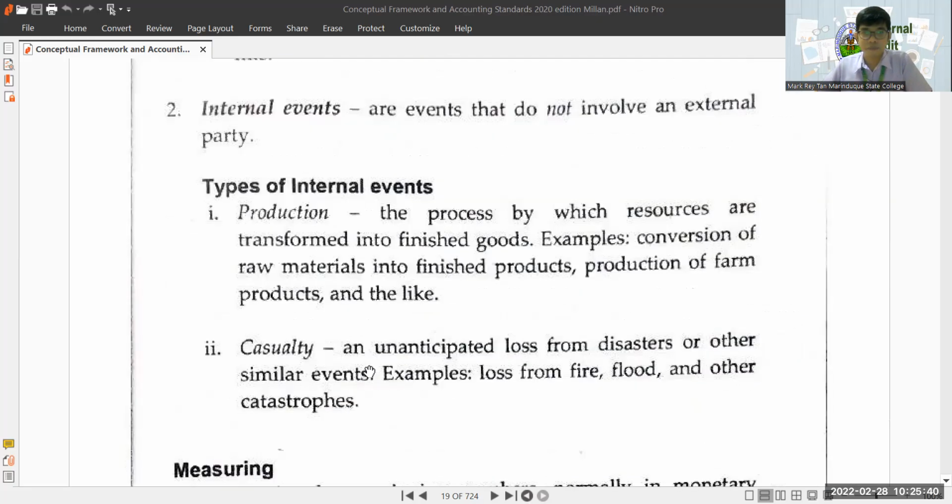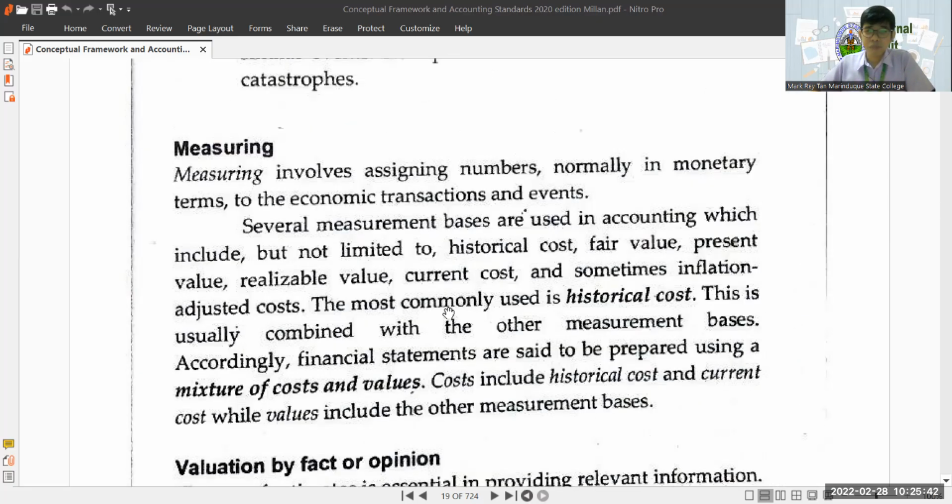Okay, measuring. So, when you see measuring, it involves assigning numbers, normally in monetary terms, to the economic transaction and event. So, in Tagalog, ano lang to class, kumbaga, nilalagyan natin ng amount o ng halaga yung transaction. So, example, yung kanina, yung sale sa customer. So when we say measuring, ibig sabihin, magkano yung sale transaction. Yun lang yung measuring class.